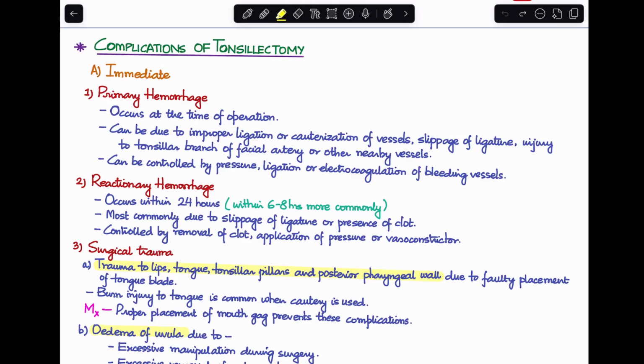Today I'll be continuing our series on tonsillectomy, and today our topic of discussion is going to be about the complications of tonsillectomy.